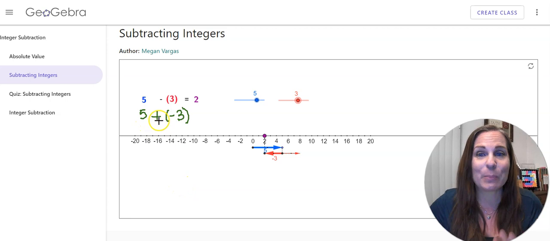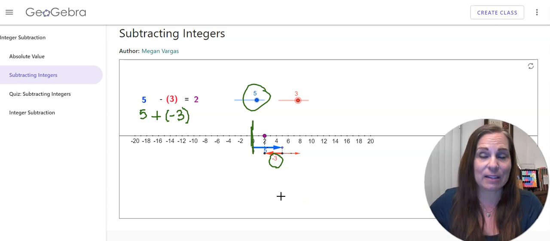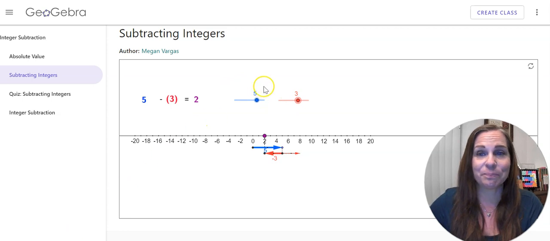So 5 plus a -3 means I start on 0, right? Always start on 0. I move 5 to the right for the first number, and then I have to come back 3 because I'm adding a negative. And when we add a negative, that means you move to the left, right? Positive numbers, the arrow goes to the right. Negative numbers, the arrow goes to the left. All right, let's try another one.